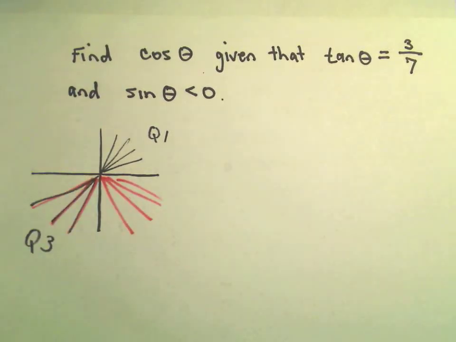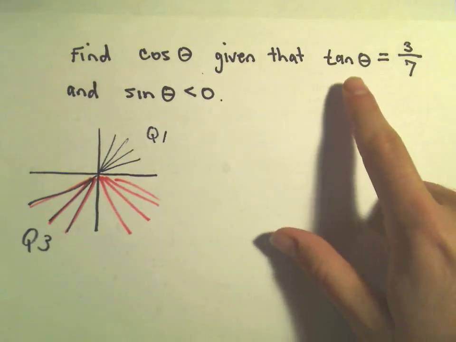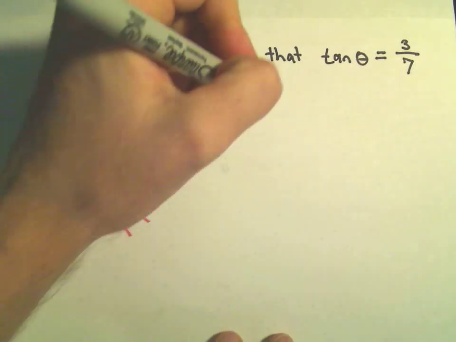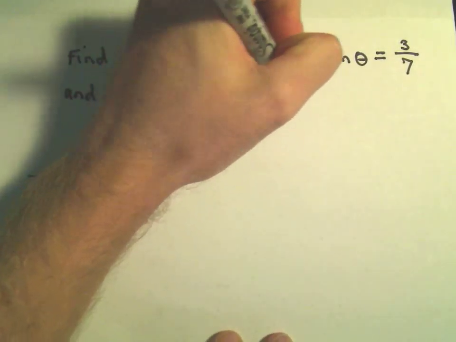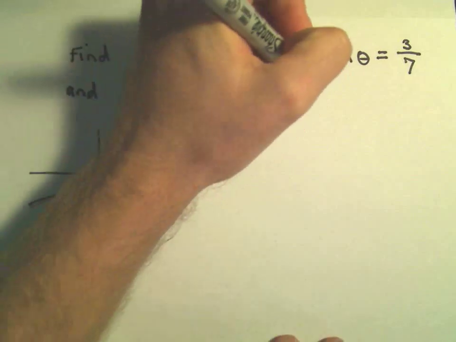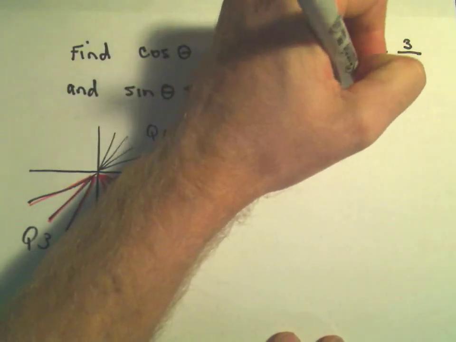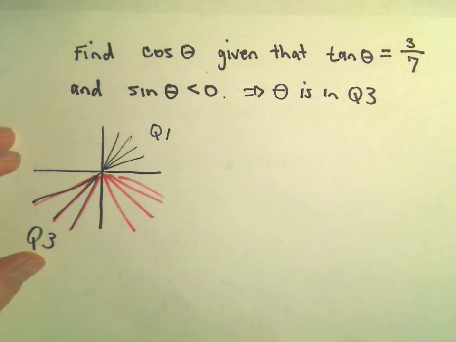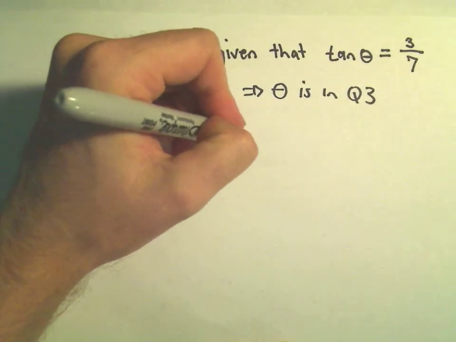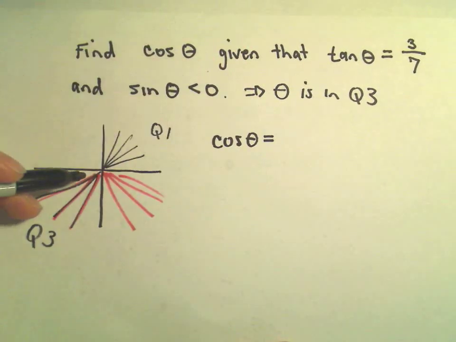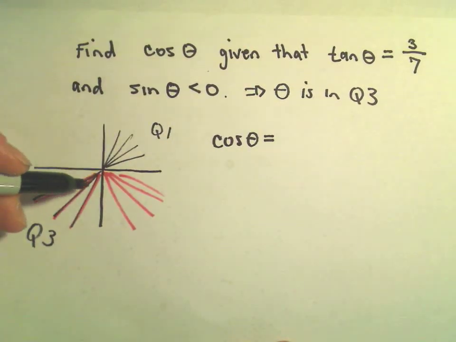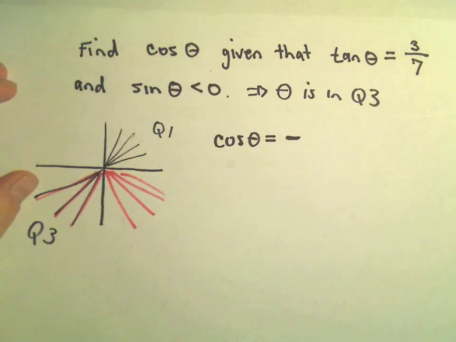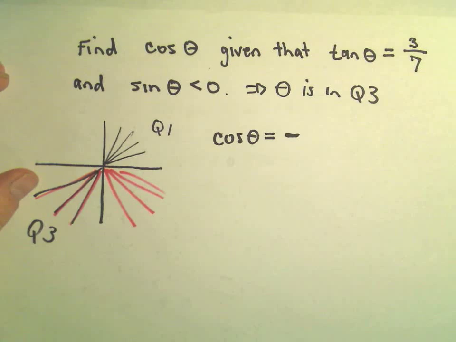Well, the only way to make both of these happen simultaneously, to make tangent positive and to make sine negative, would be for our angle theta to fall in quadrant 3. Okay, so I know that now my angle theta is in quadrant 3, and that means cosine of that angle, well, in quadrant 3 is cosine positive or negative? In quadrant 3, cosine is negative, so I know that cosine of theta has to equal something negative.